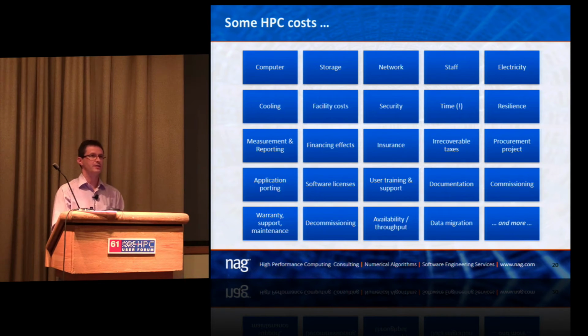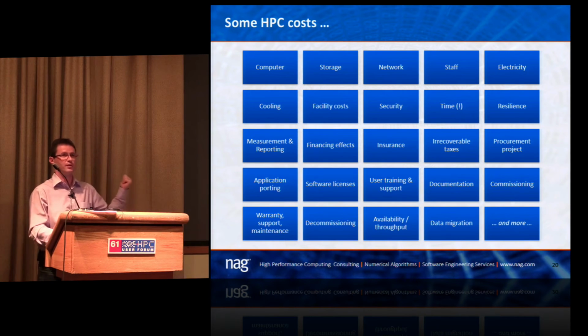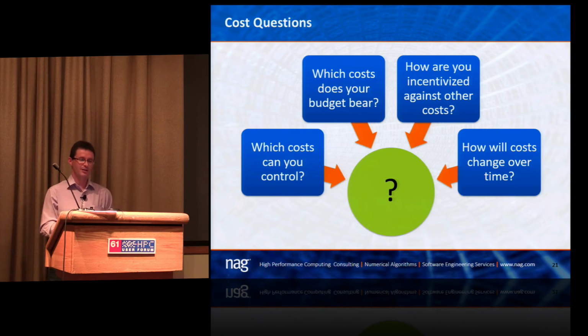The effect of financing, cost of money over time, things like insurances, cost of documentation, the cost of commissioning the system in the first place, the project to commission it, the project to decommission it at the end of it, getting the users on board, migrating data on and off it. All of these things add to the cost of the overall HPC service. When you're talking about measuring the costs, you'll be glad to know I'm not going through all these boxes in detail, by the way.